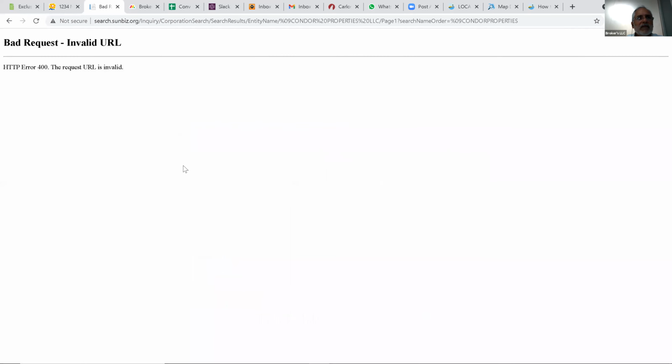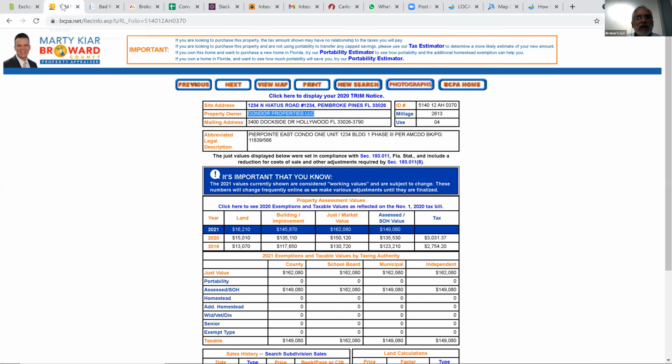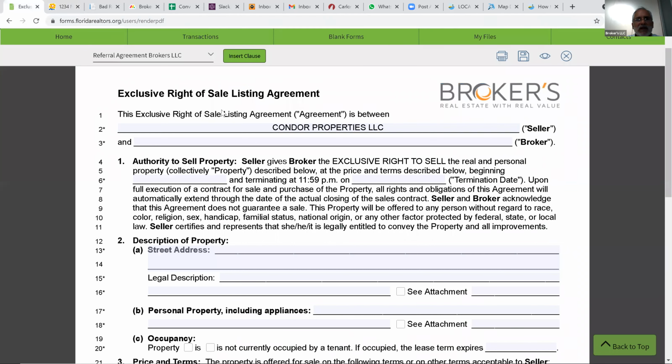Okay, so let's assume that we already got the information on the rightful person to sign this contract, and let's go back to our exclusive right of sale listing agreement. Who will be the broker? The broker is the brokerage company that you belong to, in this case Brokers LLC. Some realtors just put their name on it, and it's not right. It's the corporation or the brokerage company that you represent.